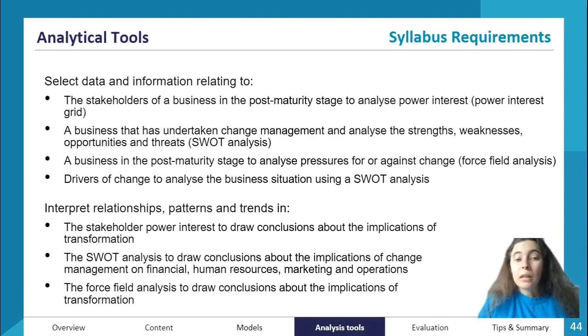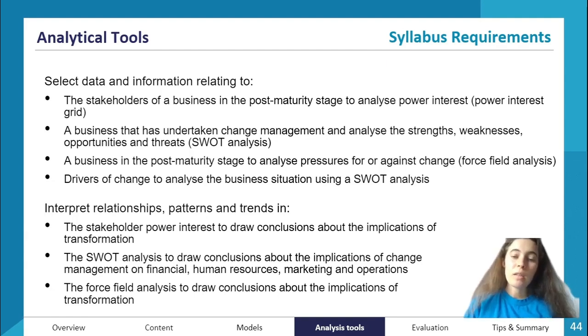So when it comes to analytical tools, we've looked at the models, but like you will have done throughout your business studies so far, you also need to be able to use your analytical tools for your external exam. And as I mentioned earlier, some of these might be familiar to you and some of them may be new. So this slide is outlining our syllabus requirements. You need to be able to select data and information relating to the stakeholders of a business in the post-maturity stage to analyze the power and interest they have. So with that, you would be using a power interest grid. And we'll have a look at each of these analytical tools shortly.